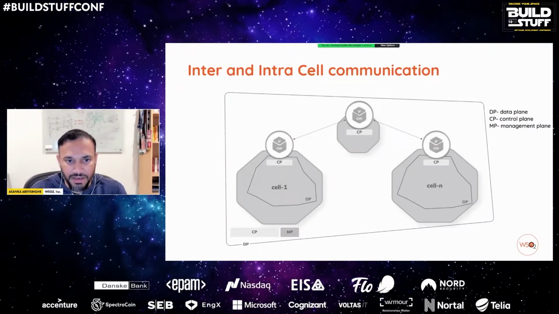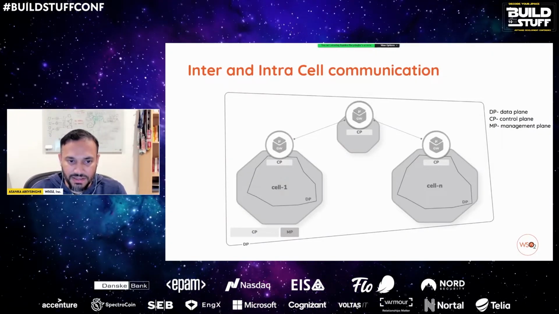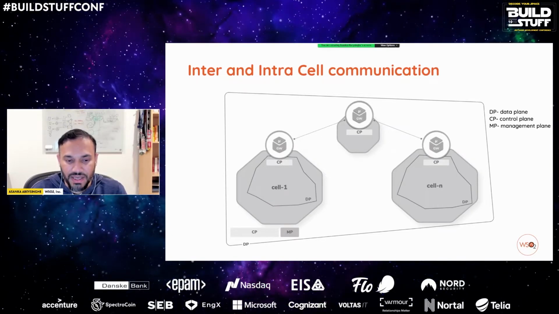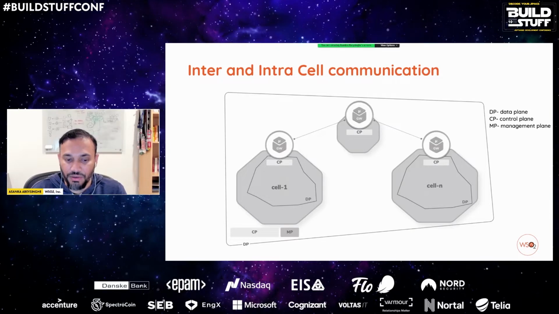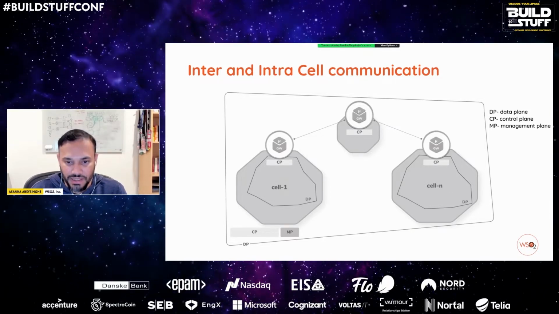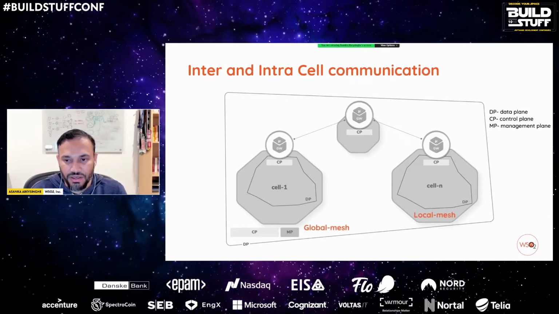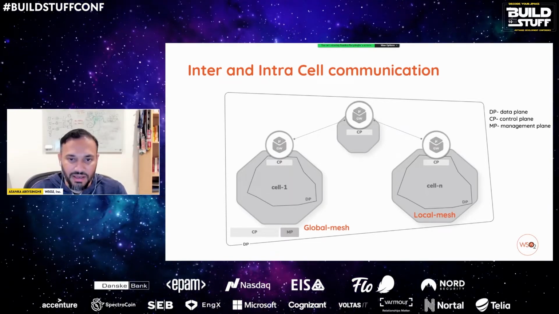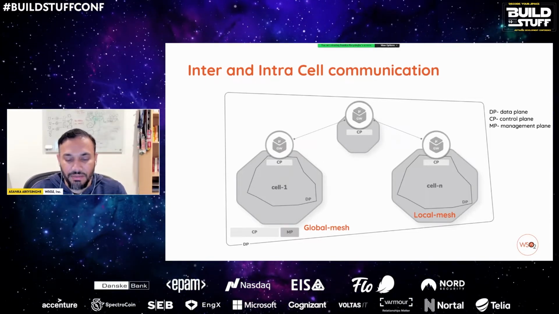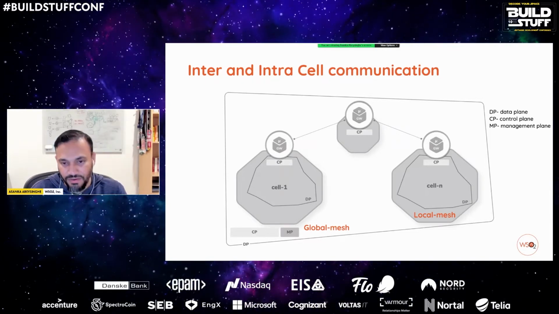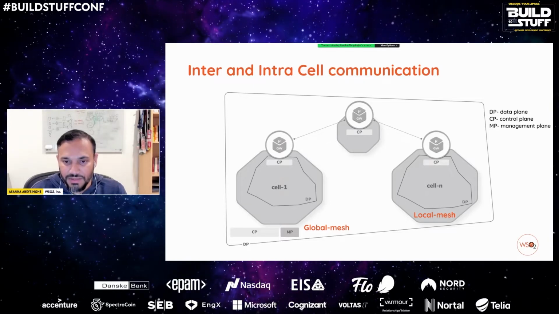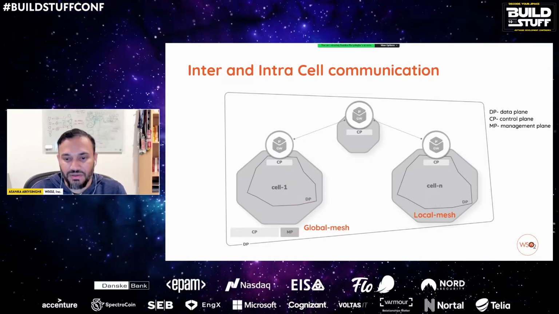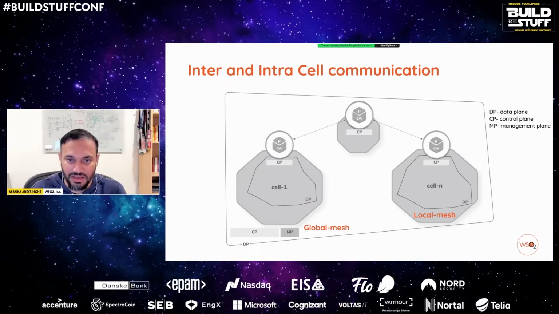So the same concept applies here. Inside the cell, there's a local control plane and local data plane. And outside, there's a global control plane, global data plane, and a management plane. I call the local control plane and local data plane the local mesh, and the outside control plane and data plane the global mesh. And if you are familiar with the service mesh concept, this is service mesh plus plus, because there are two meshes that you see in this architecture style.